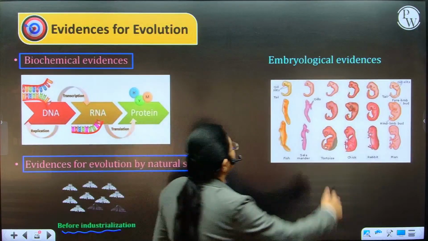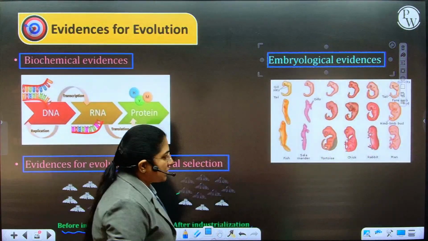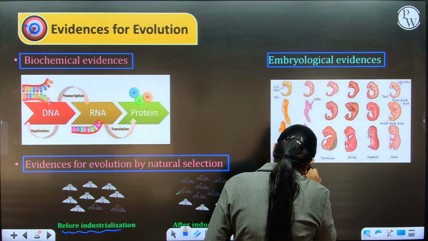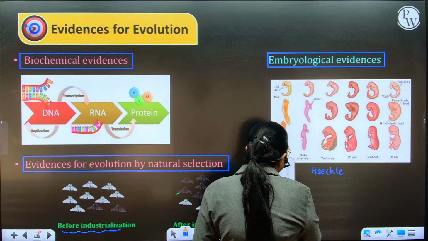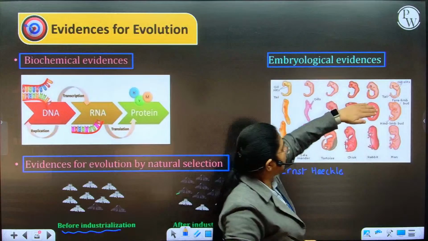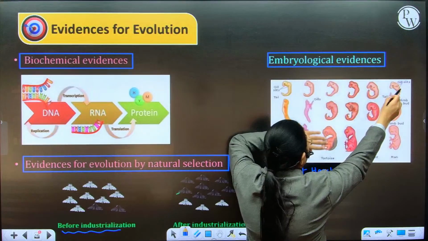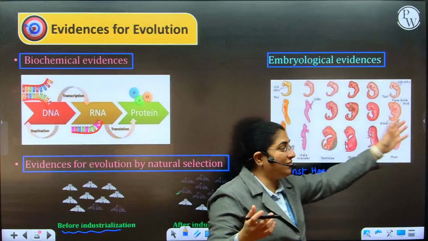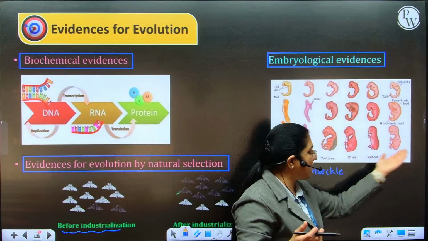Another beautiful understanding of the evidences is by embryological evidences. When we are talking about embryological evidence, this was given to us by Ernst Haeckel. Ernst Haeckel sir told us that if you observe the embryos, and if you observe just the first row, you see that almost all the embryos have a tail. They have a pharyngeal gill slit which is present. We may think that they are all of the same kind. However, if you see, some are of fishes, there's amphibians, there's reptiles, there's birds, there are mammals, okay.